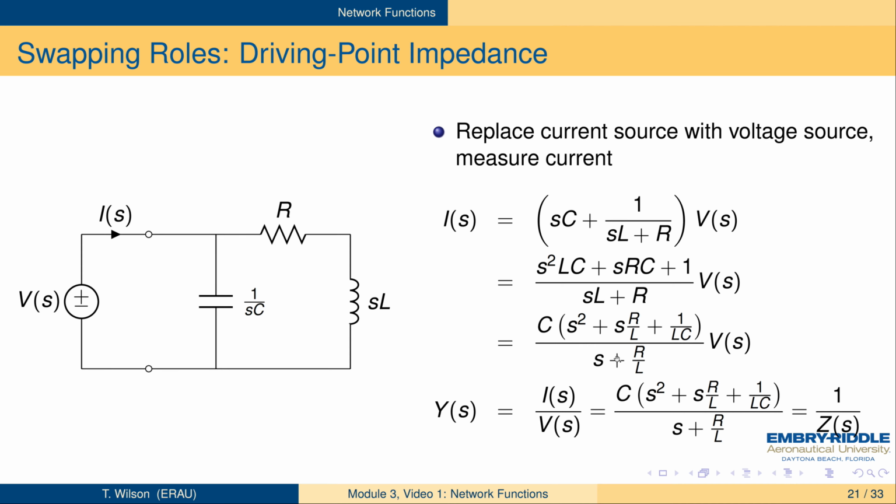We had 1 over C, S plus R over L in the numerator previously, and there we have C over S plus R over L in the denominator. And we had S squared plus S R over L plus 1 over LC in the denominator, and now that's in the numerator, exactly as it should be. So a driving point impedance and a driving point admittance are arithmetic inverses of each other. Or you can multiply the two of them together to get 1, however you want to think of that. It makes sense. We've got the voltage and the current at the same terminal pair. So whatever the impedance is here, the admittance ought to be 1 over that.